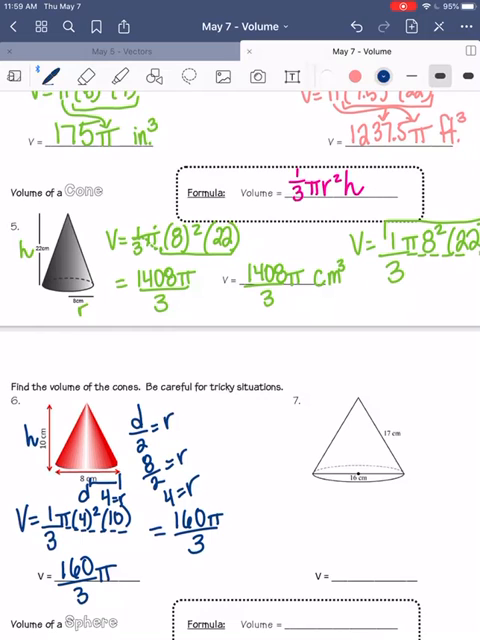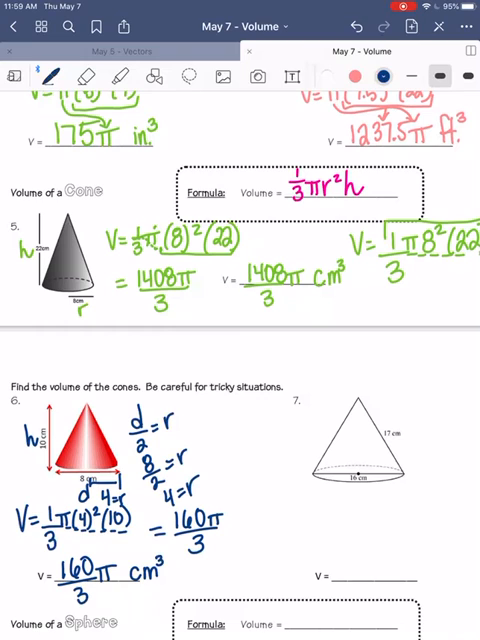Now, if you wanted to write 53.3 repeating, you could. I just think, again, this looks a little bit better. Okay? So do y'all see how I just made that a tiny bit harder by, instead of giving you the radius, I had to give you the diameter. So you had to do a little bit of thinking.